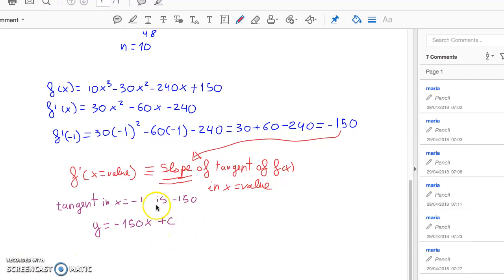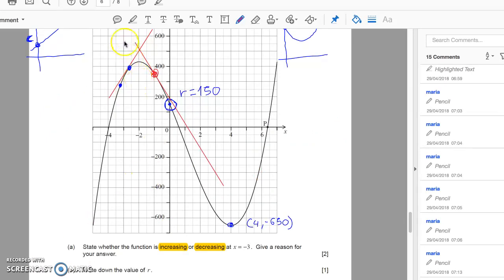So I can write the equation of the tangent, y equals -150x, the slope, but c, I don't know the c. This information I got is about the slope. What is the y-intercept? I don't know. As for any other line, if I want to find the y-intercept of my tangent here, well, I need to plug at least a point. Do I know any point of this red line, of the tangent line? Well, I actually know this one, the minus 1, 350. So I'm going to plug this value in order to calculate the c.